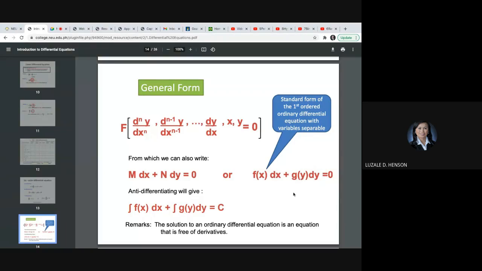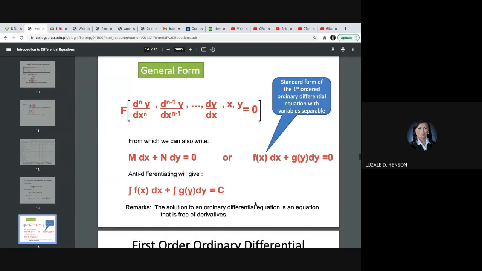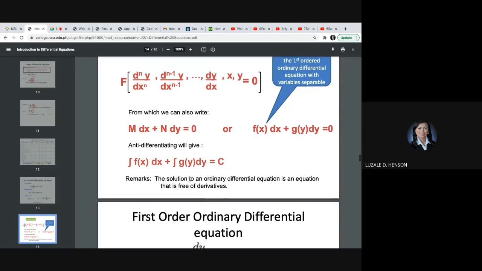Now, this one is a standard form for a variable separable. It's because it's now ready for integration, wherein the variable x is already grouped with derivative of x, and the variable y is already grouped with derivatives of y. Yan. So it's ready for integration.